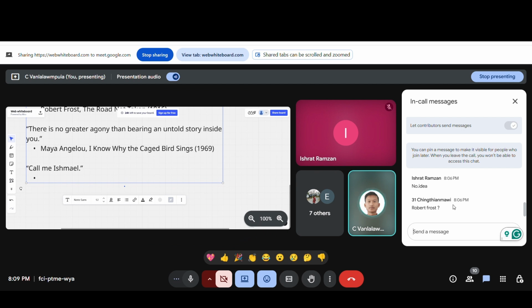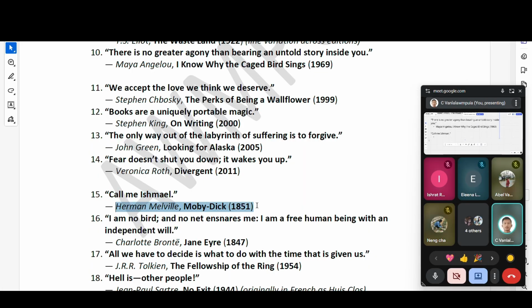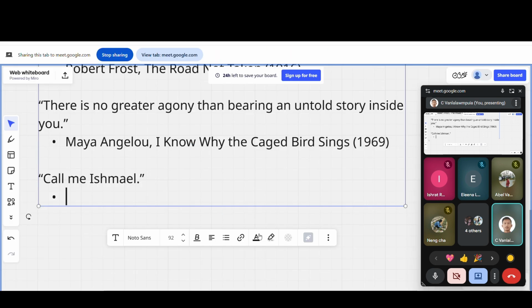"Call me Ishmael." Do you know any Ishmael character from any novel? Do you know Moby Dick? Moby Dick, yes, that's right. See, those are the clues. If you know the characters, the side characters, minor characters, major characters, they'll give you a clue. If Ishmael is mentioned, there's a high chance that it is taken from Moby Dick, right? By Herman Melville. So "Call me Ishmael" is taken from Herman Melville's Moby Dick, in 1851.